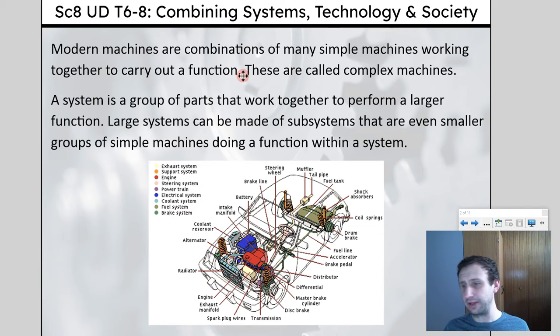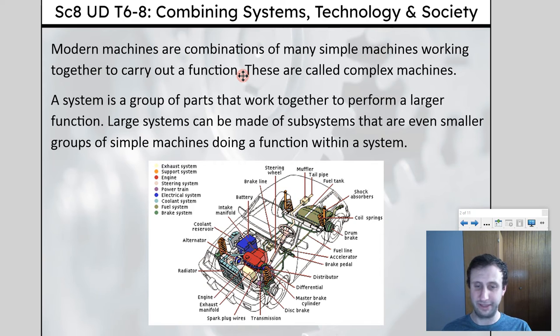Now, within that complex machine, we have systems. Systems that do things and work together to perform a larger function. This might remind you of something. Remember systems in the human body when we talked about the cardiovascular system or the respiratory system or the excretory system? Same thing. We have a bunch of parts working together for a larger function. Now, within that system, we can also have smaller subsystems. So that just means a smaller system within a system.